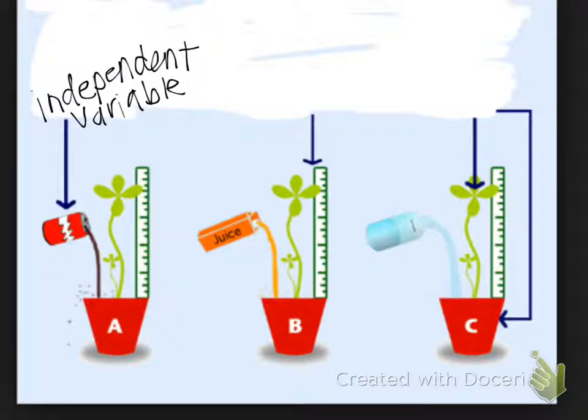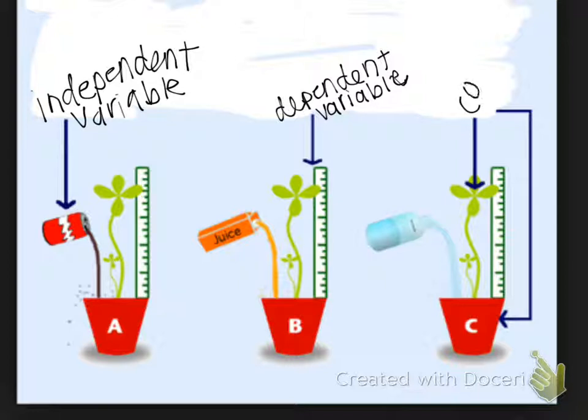The growth of the plant depends on what you're watering it with. So that is going to be, the growth is going to be the dependent variable. And we also need some controls, and so the controls are going to be the type of plant and also what the plant is growing out of. So there's two things that are controlled or stayed the same throughout all of those 3 trials.